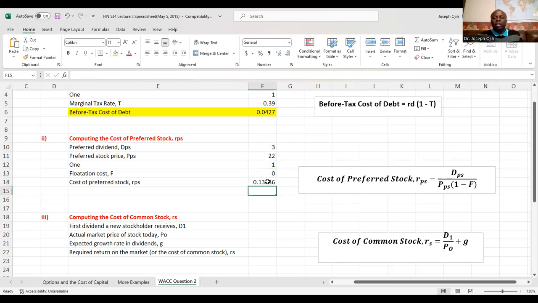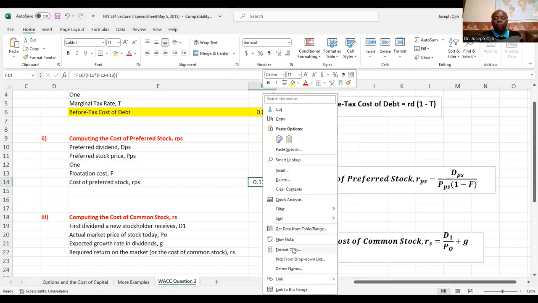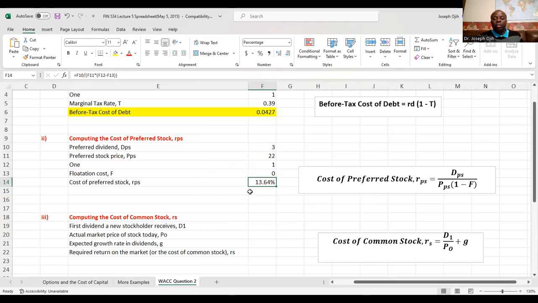Again, it will give me the answer as a decimal, which I can change to percent by right-clicking on this and choosing format cells and choosing percentage. See, that makes a percent.